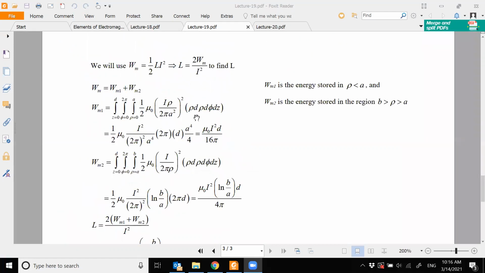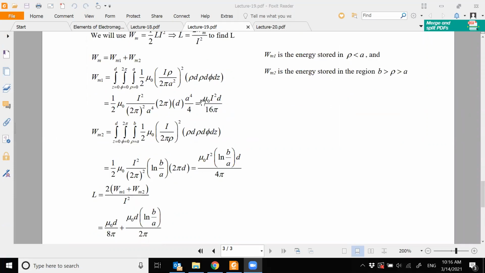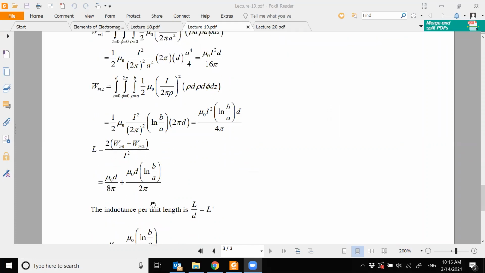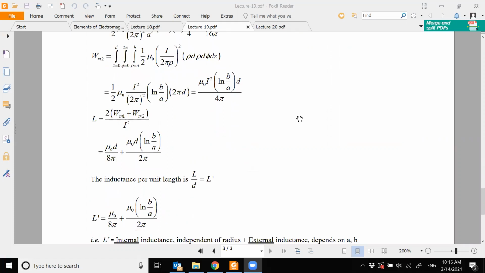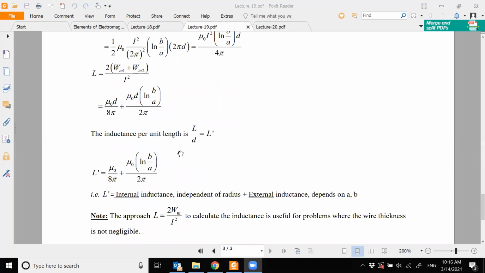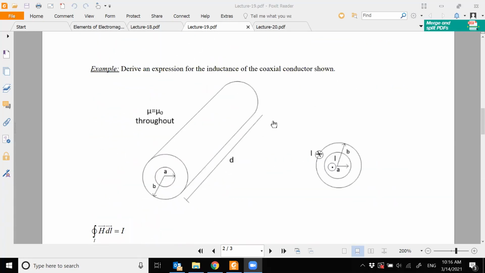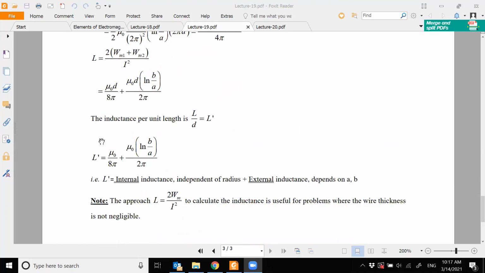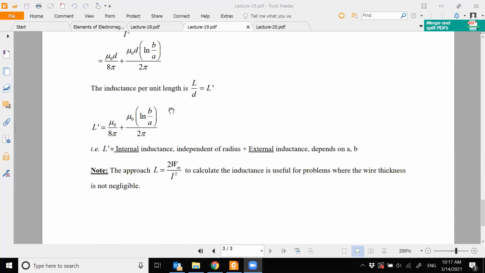So my L is 2 times the sum of both the energies over I square. If I substitute these two energies, I will get the inductance of a coaxial cable whose central wire is of non-negligible thickness. Usually we go for coaxial cables and two wire transmission lines, and we usually go for inductance per unit length. So let's divide the inductance by its length. Here we assumed that the length is D, so let's divide this expression by D. We will get the inductance per unit length as mu naught over 8 pi plus mu naught ln of B over A over 2 pi. So this is called the inductance.